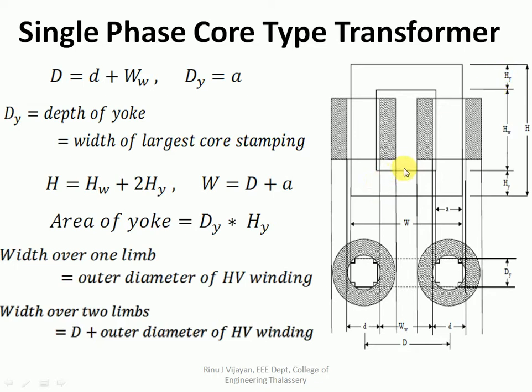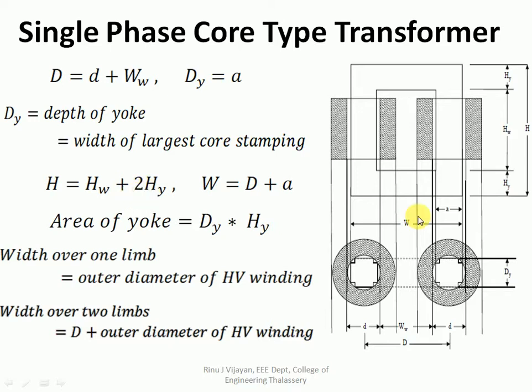Similarly, this portion is also representing the yoke of the transformer and its height is given here, hy. The balance portion, this one, is actually the window of the transformer and the height of the window is indicated as hw. So the overall height of the transformer H can be written as hw plus hy plus hy. That is H is equal to hw plus 2hy. That relation is mentioned here.